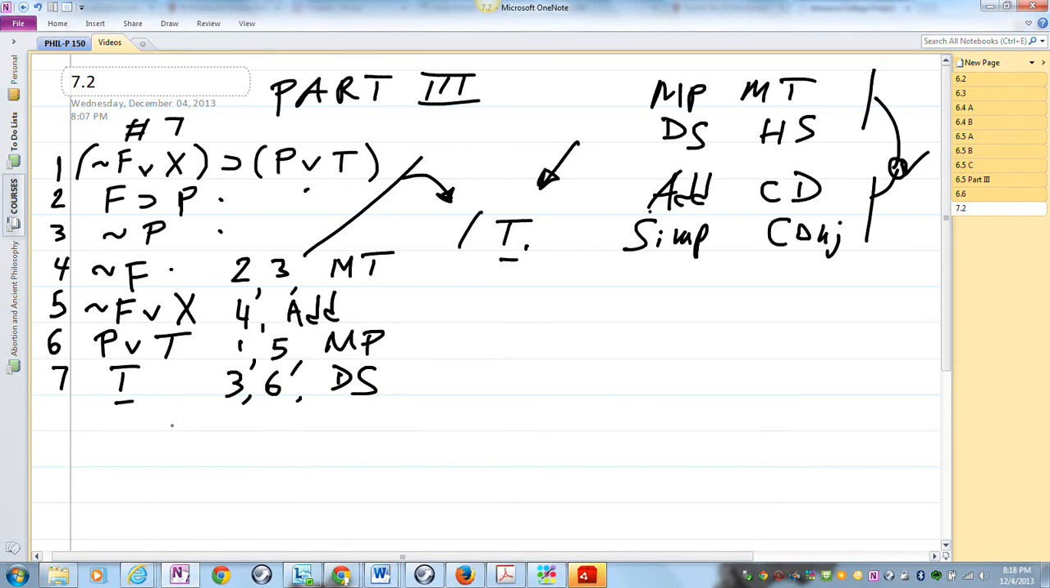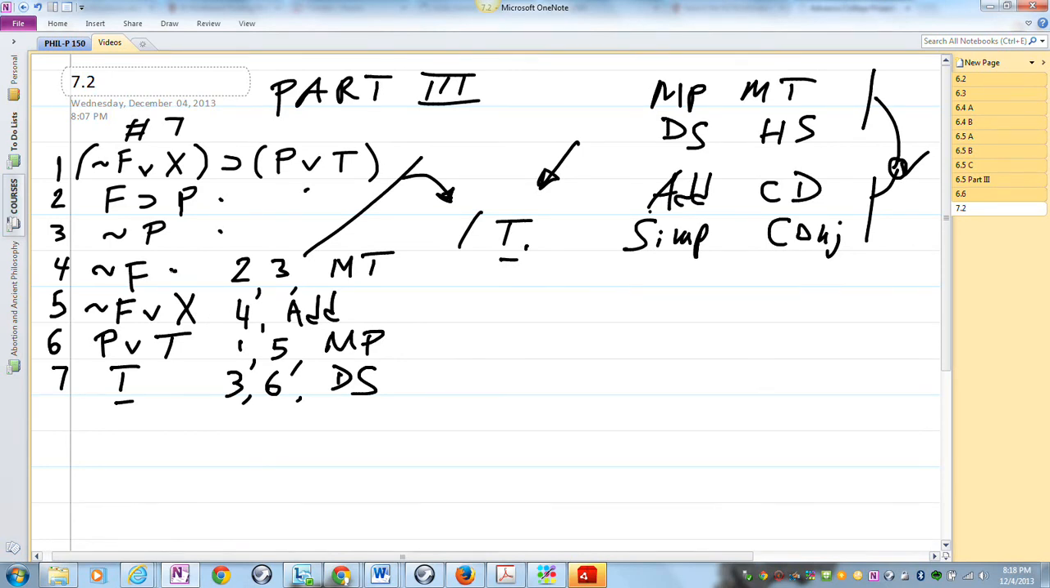Okay, so you see how this works. You try to use the rules that apply, keeping in mind that now you have 8 rules. And there are several exercises where you have to do this little trick that we did in line 5.